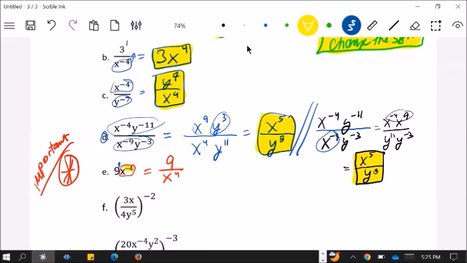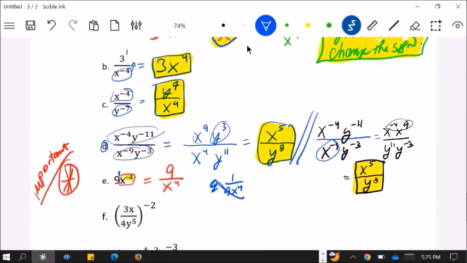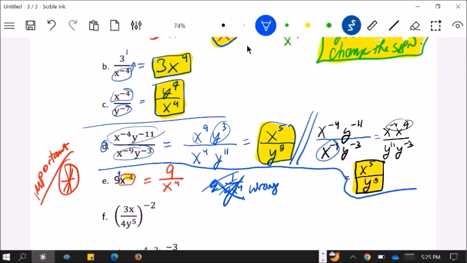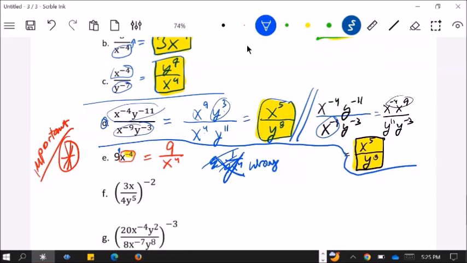So many times people do this and get the wrong answer of 1 over 9 x to the 4th, but that's wrong. Okay, so make sure that you're aware of that so that you have a good understanding of when you apply the negative, when you don't, with a negative exponent.